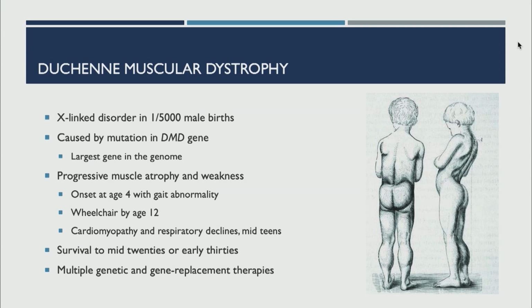It's an X-linked disorder, about 1 in 5,000 male births, caused by mutation in the DMD gene. It's the largest gene in the genome. It's freakishly large, like 2.5 megabases long of genomic DNA for that gene. But the overall disease is progressive muscle atrophy and weakness that really clinically manifests around age 4 with gait problems, progresses over time to wheelchair use in the early teens, and then cardiomyopathy and respiratory problems become big problems. And people are now surviving into their mid-20s and early 30s, even longer sometimes. So that's the very basic DMD.